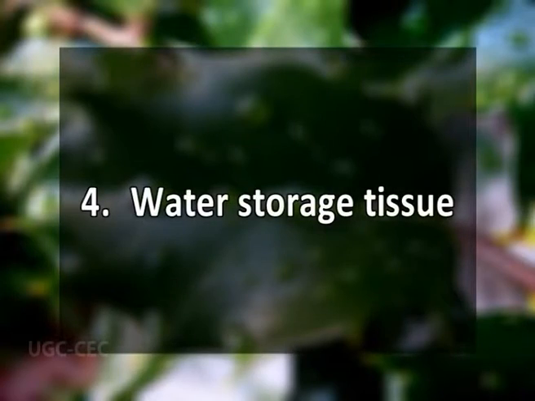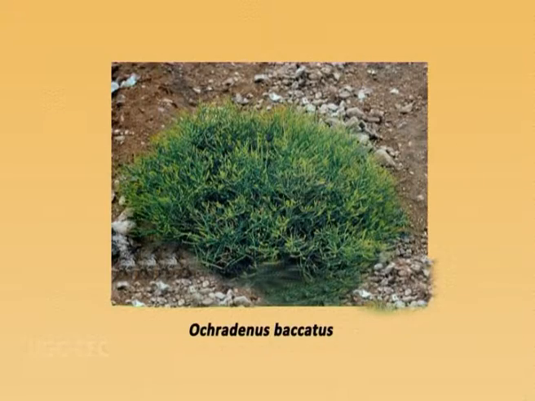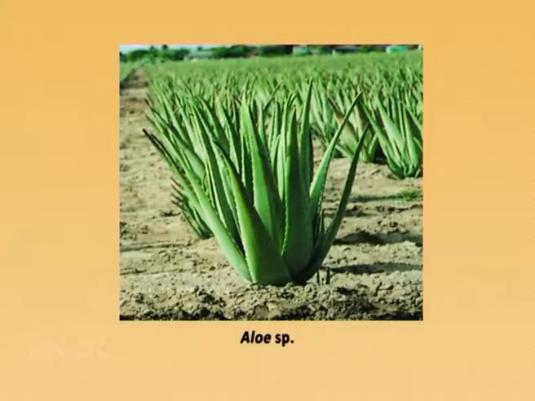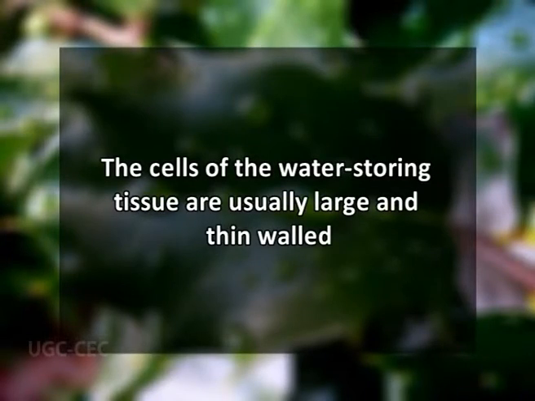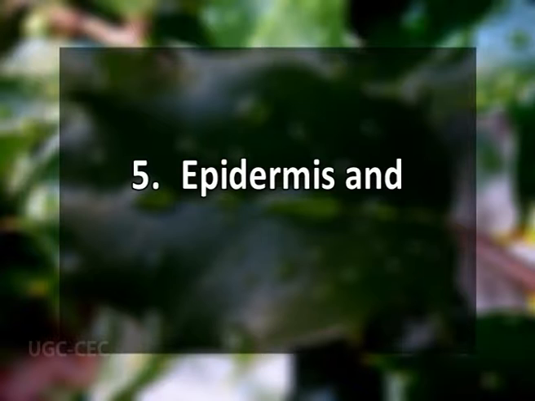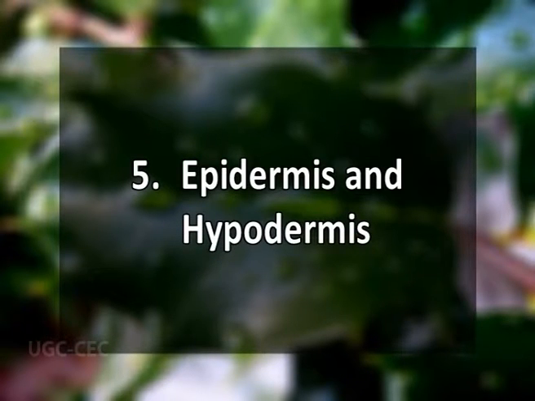The next important adaptation shown by leaves to water stress is the formation of water storage tissue. The water storage tissue is found in fleshy leaves of many xerophytes such as Ochradenus baccatus and Heliotropium bacciferum. The water storage tissue is found prominently in the interior core or center of the leaf, surrounded by compact palisade tissue. The cells of the water storing tissue are usually large and thin walled. The next adaptation is the occurrence of epidermis and hypodermis.